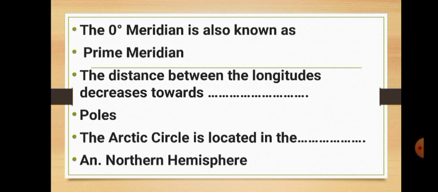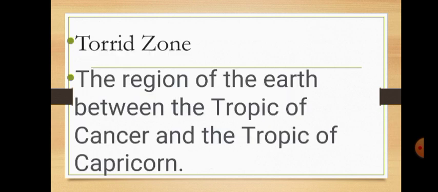These are fill in the blanks. The distance between the longitudes decreases towards the poles. The Arctic Circle is located in the northern hemisphere. I told you the Antarctic Circle is in the southern hemisphere and the Arctic Circle is in the northern hemisphere.